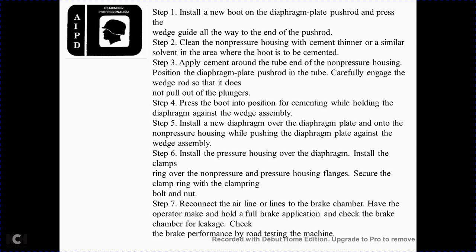Step 5, install the new diaphragm over the diaphragm plate onto the non-pressure housing, pushing the diaphragm plate against the wedge assembly. Step 6, install the pressure housing over the diaphragm. Install the clamp ring over the non-pressure housing flanges. Secure the clamp ring with the bolt and nut.